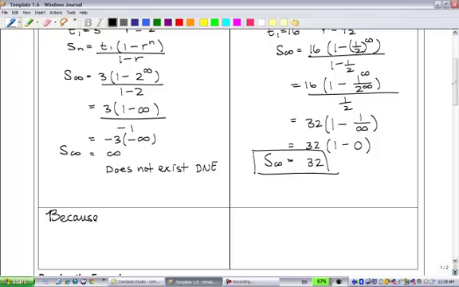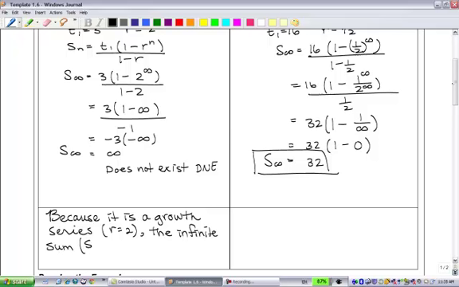In this first example, because it is a growth series, how do I know it's a growth series? Because the common ratio is 2. The infinite sum, which the notation we use is S sub infinity, is undefined or infinite.